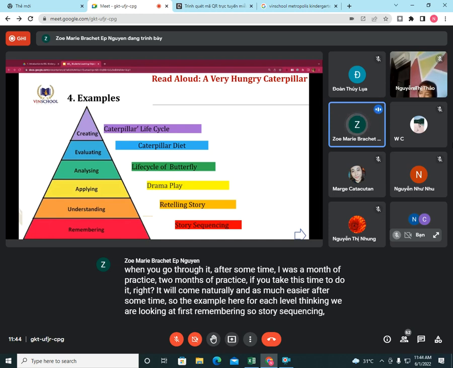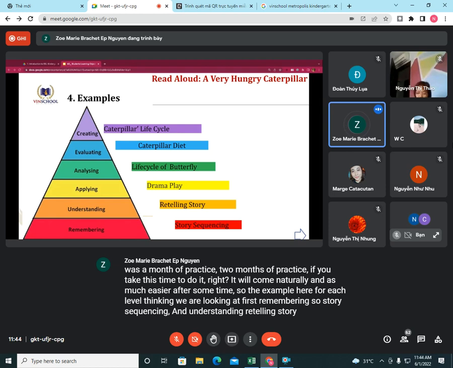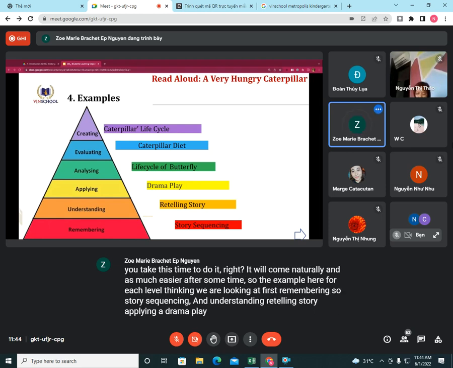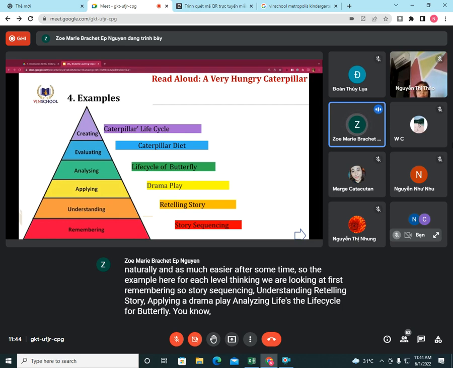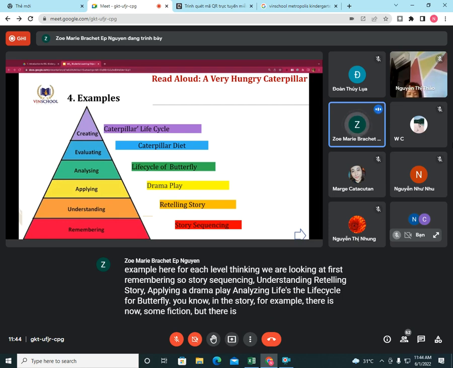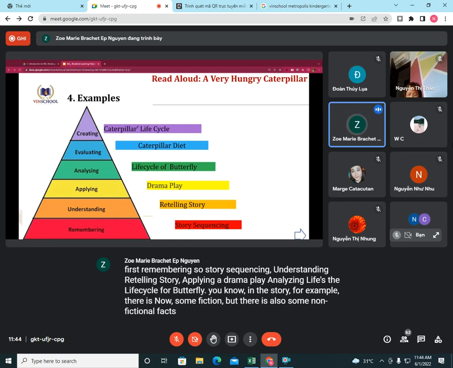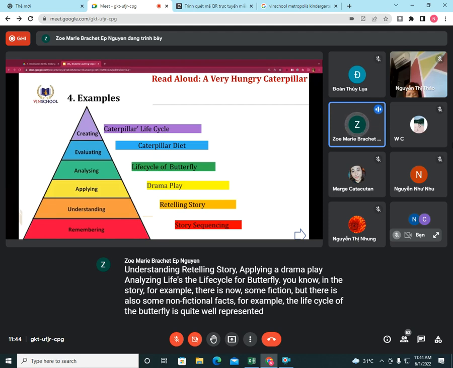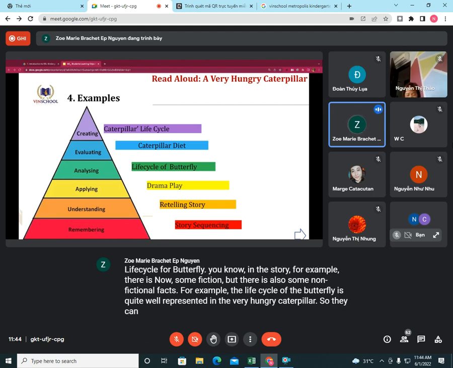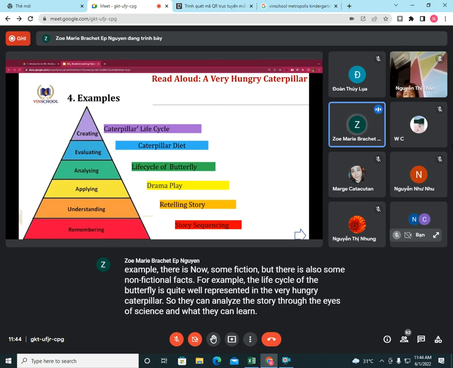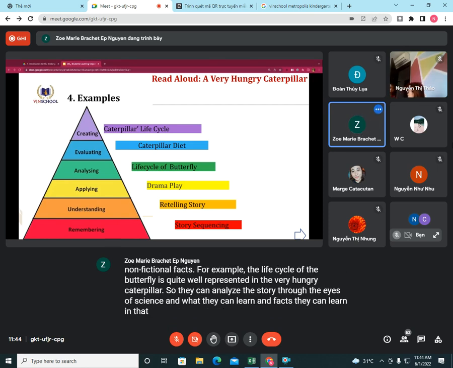understanding, retelling a story, applying, a drama play, analyzing, the life cycle of a butterfly. In the story, for example, there's some fiction, but there are also some non-fictional facts. For example, the life cycle of the butterfly is quite well represented in The Very Hungry Caterpillar. So they can analyze the story through the eyes of science and the facts they can learn in that story. Evaluating.